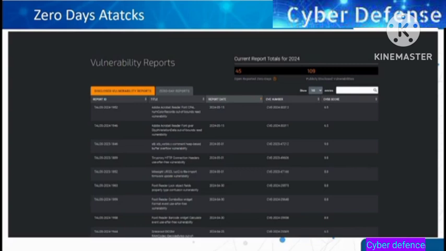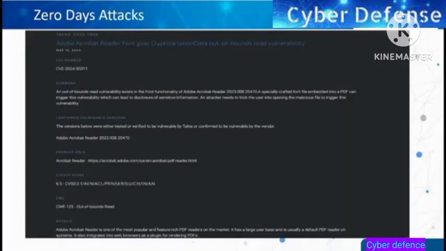For example, Talos 2024-1952 was related to Adobe Acrobat Reader, so you can just click on any one of them and you can see the details of that particular CVE, which will include the product URLs, the vulnerable versions of the software, and the details regarding the particular vulnerability in that software.